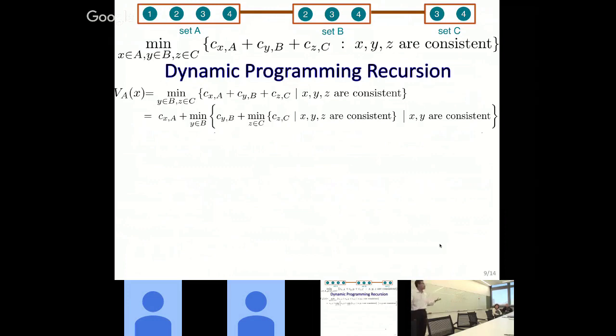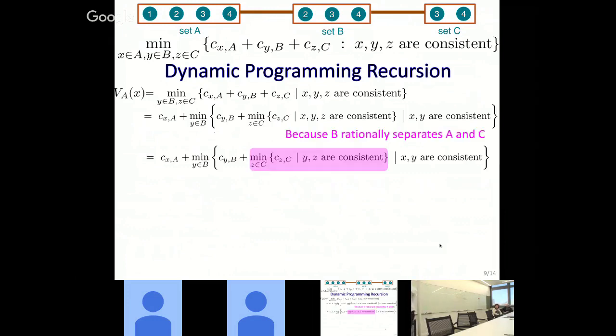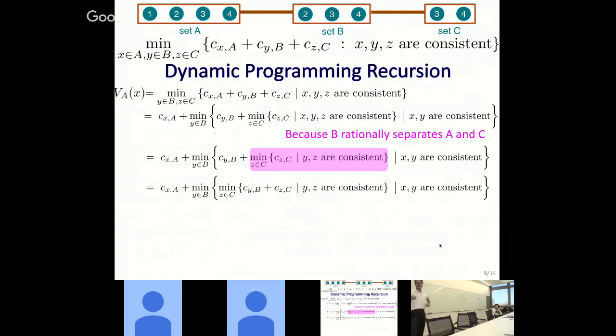And now we just exploit rational separation, right? Because by rational separation, in order for X, Y, Z to be consistent, it suffices that X and Y are consistent and Y and Z are consistent. That's the rational separation part. Pairwise consistencies imply global consistencies among triplets. Okay, we just replace that. And then we move all this stuff back again. We have that result, and that's nothing more than the value function at node B.